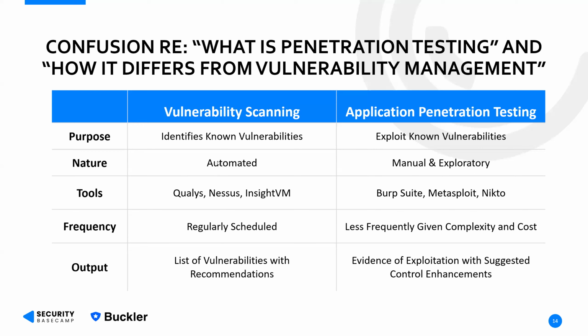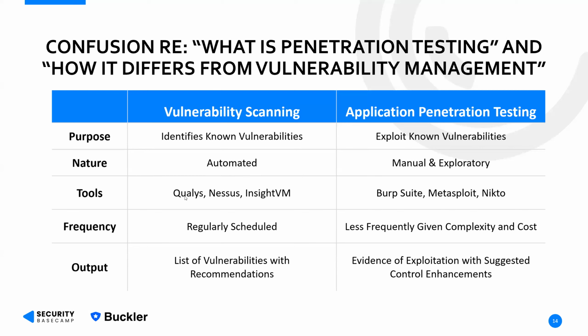Vulnerability scanning is automated. Pen testing is both automated and manual. So we allow the sophisticated, trained tester to attempt to exploit vulnerabilities. And maybe that allows us to move into the environment, move laterally, escalate privileges, and start to do a whole bunch of potentially malicious activity.